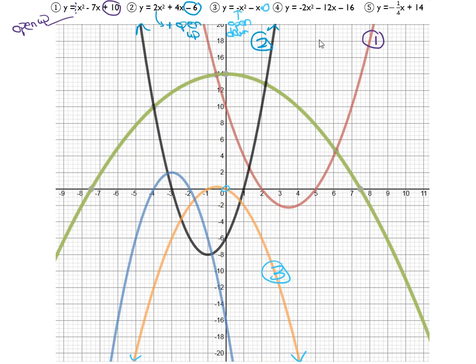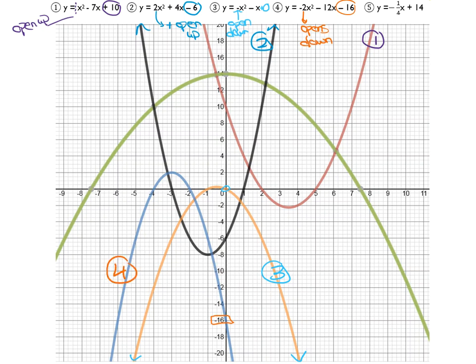How about equation 4? Equation 4 has a y-intercept of -16. Let's find that on here. -16. There's -16, and it looks like that kind of grayish blue colored graph is going to be our graph, but we'll double check. The -2 in front tells me that it opens down, and it's also a little skinnier than the red one. The red one is our normal width. So is that true? Is the blue one opening down? Yes. And is it a little skinnier? Yes, it is. So the blue one is our equation 4.